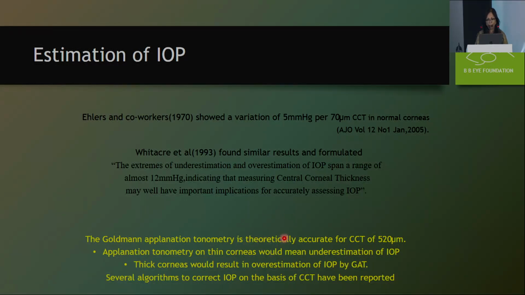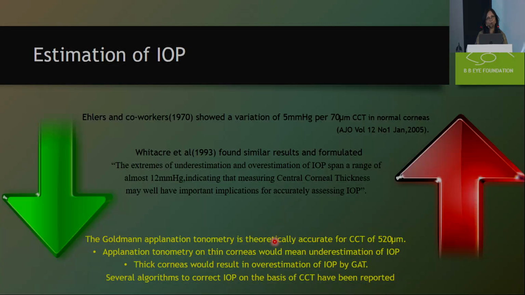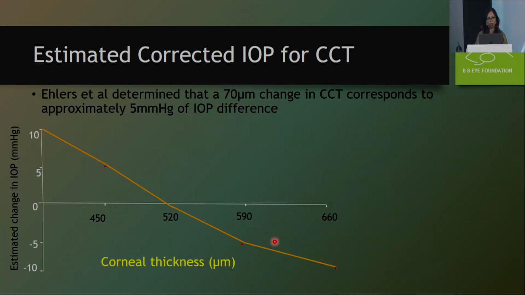So this is again the same thing. Applanation tonometry on thin corneas would mean underestimation of the IOP, and thick corneas would result in overestimation of intraocular pressure. So that's a rough graph. We really don't have any proper algorithm where you can, by rule of law or by mathematics, get an exact measurement of the IOP. But generally what we follow is that a 70 micron change in CCT corresponds to a 5 millimeters of mercury difference either way.